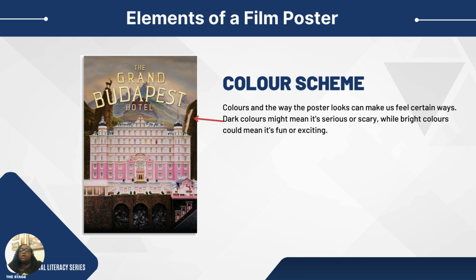Okay, let's go on to the next. So, we're talking about color scheme. The importance of color in film posters. Colors evoke emotions and set the tone. Colors and the way posters look can make us feel certain ways. Dark colors might mean it's scary or serious, while bright colors can mean it's fun and exciting. Different colors can signify different genres. So the color scheme of a film poster plays a critical role. It evokes emotion, it sets the tone, it signifies genre and moods, and it makes the poster instantly recognizable.